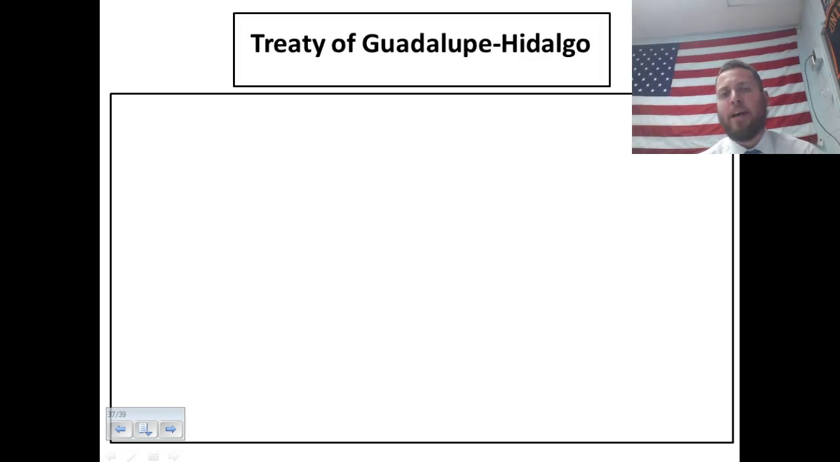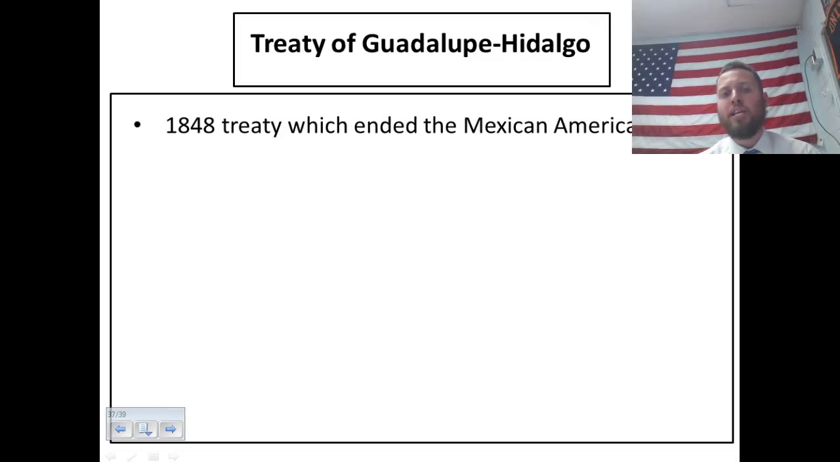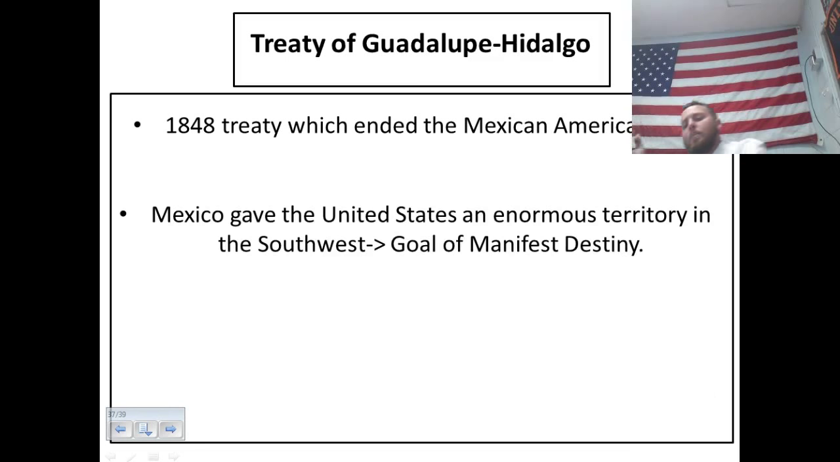Then there's going to be a Mexican-American War, and it ends with the Treaty of Guadalupe Hidalgo, H-I-D-A-L-G-O. It's an 1848 treaty which ended the Mexican-American War. Mexico gave the United States an enormous amount of territory in the Southwest. This is the goal of Manifest Destiny, to connect all the way from the Atlantic Ocean to the Pacific Ocean.